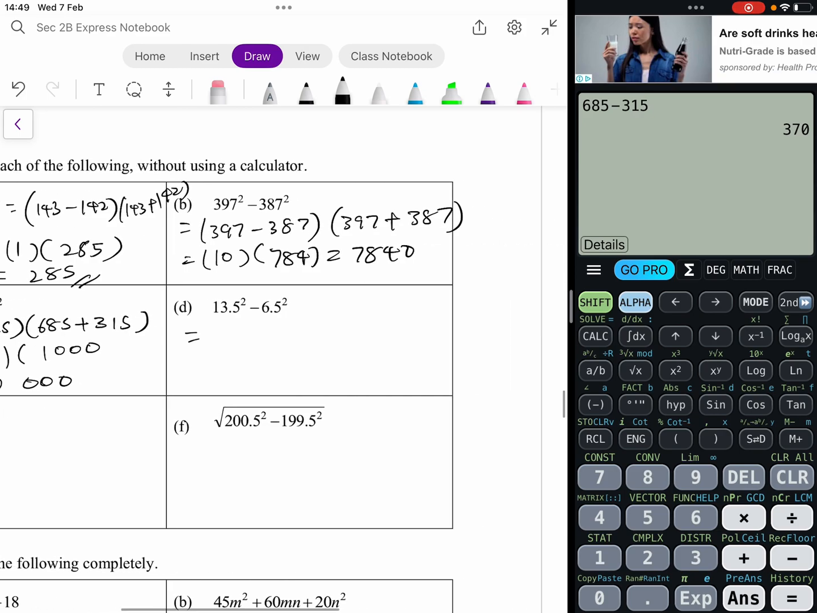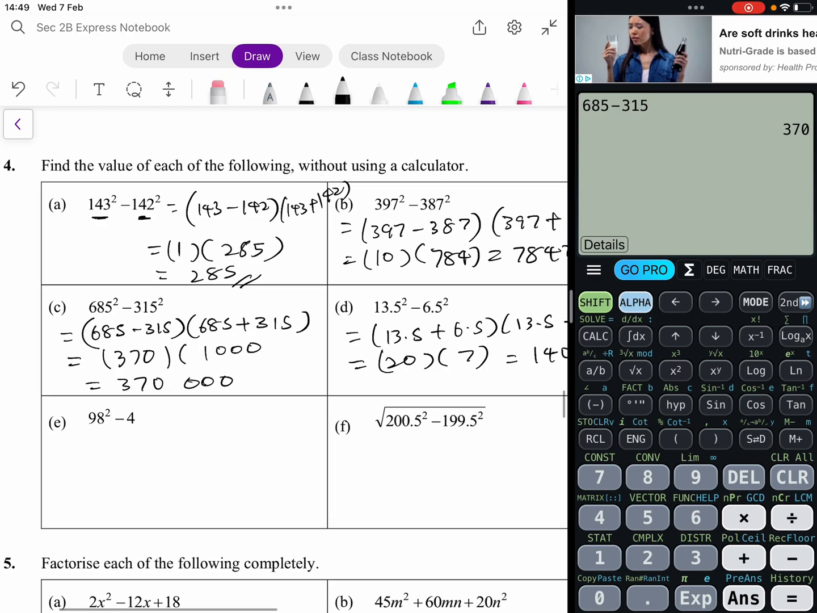Okay, next one, 13.5 plus 6.5, 13.5 minus 6.5, 20, 7, 1400.